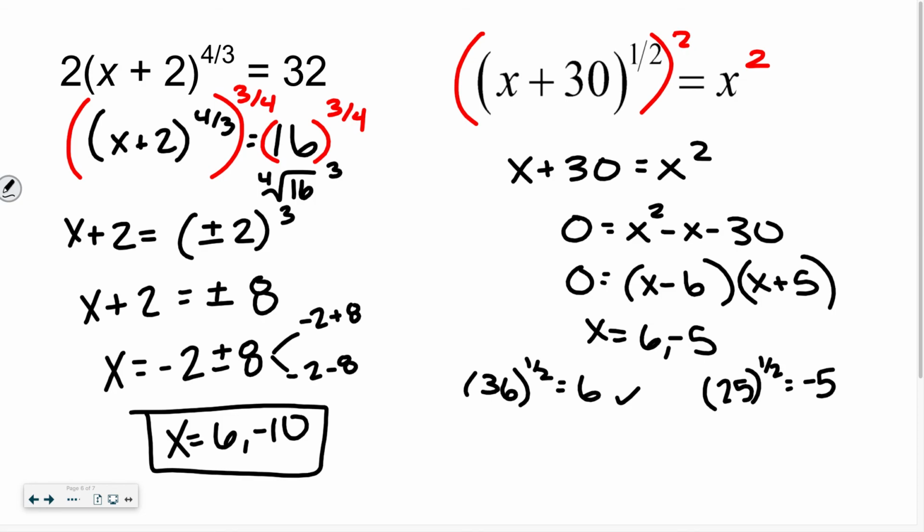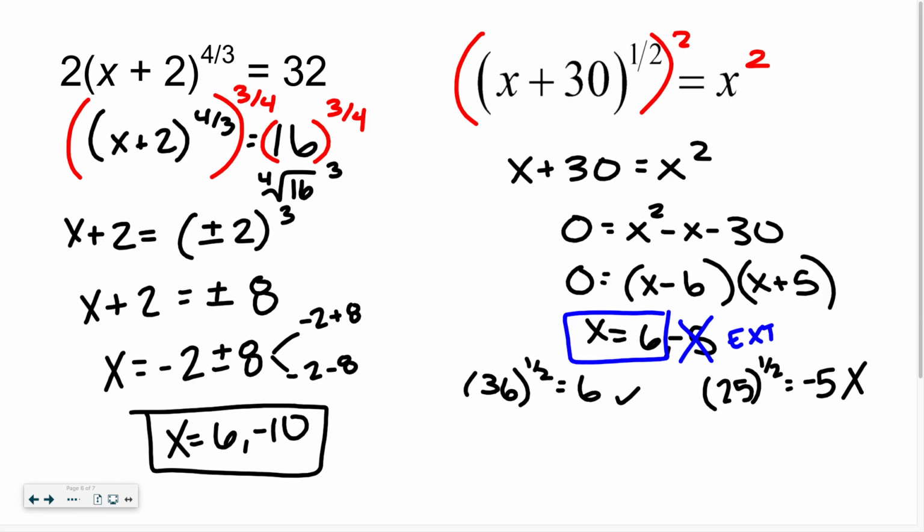No. 25 to the 1/2, if we were simplifying it, we would say is 5, right? So do you see this is different? I'm not solving this one. I just am plugging it in and trying to simplify it. So I'm not putting the plus or minus. It should be positive. So negative 5 doesn't work. A square root of 25 should equal 5 if you're just simplifying it. So I'm going to cross off negative 5 and call it extraneous. And x equals 6 is my only answer.